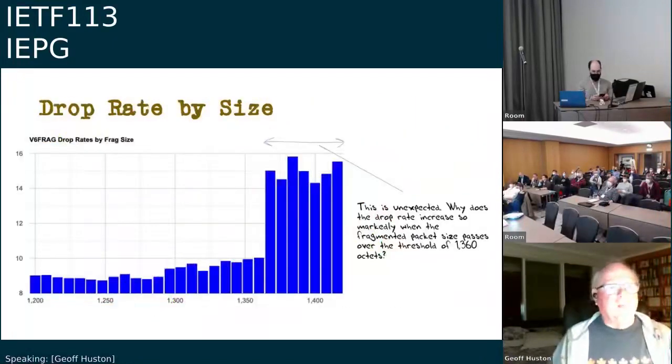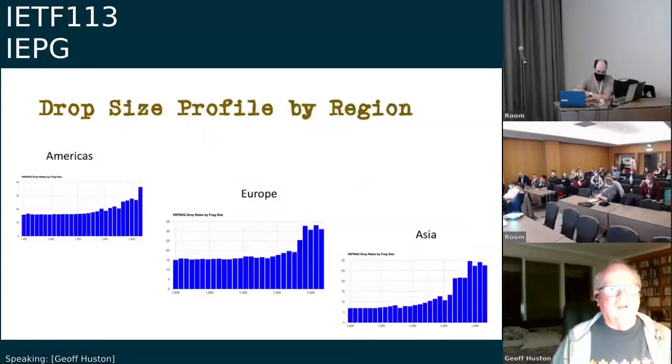Okay, big surprise. This is the drop rate by packet size. 7%, in this case, 9%, 9%. As soon as you get to 1360, it jumps up. Huh? No idea why. But larger initial fragments tend to be a lot worse. A lot worse. And I kind of broke this up by region.